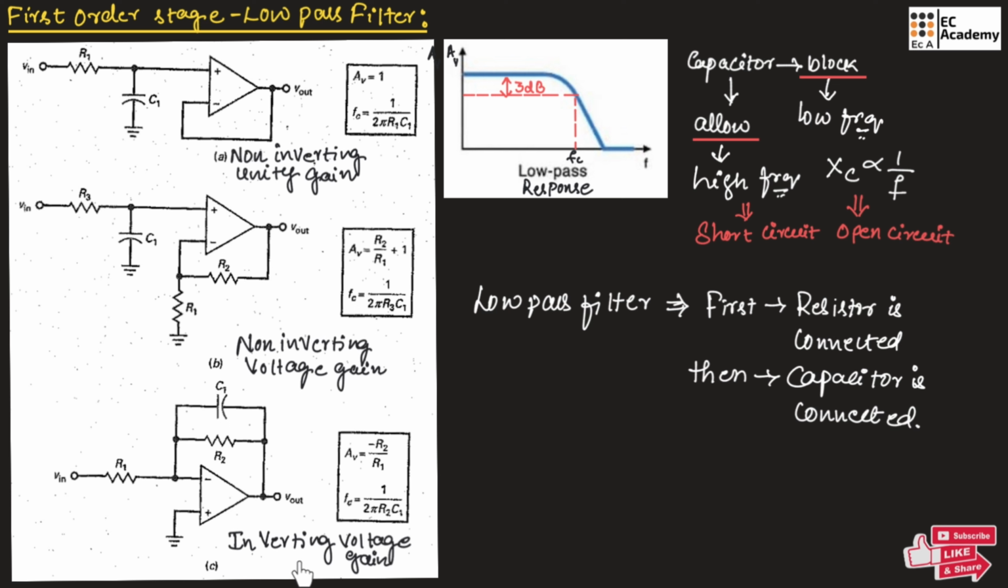Figure C shows an inverting voltage gain. Since input is connected to inverting terminal, this low pass filter is known as inverting voltage gain. The voltage gain can be obtained by taking the formula minus R2 divided by R1, and the cutoff frequency can be calculated by using the formula 1 divided by 2 pi R2 C1.